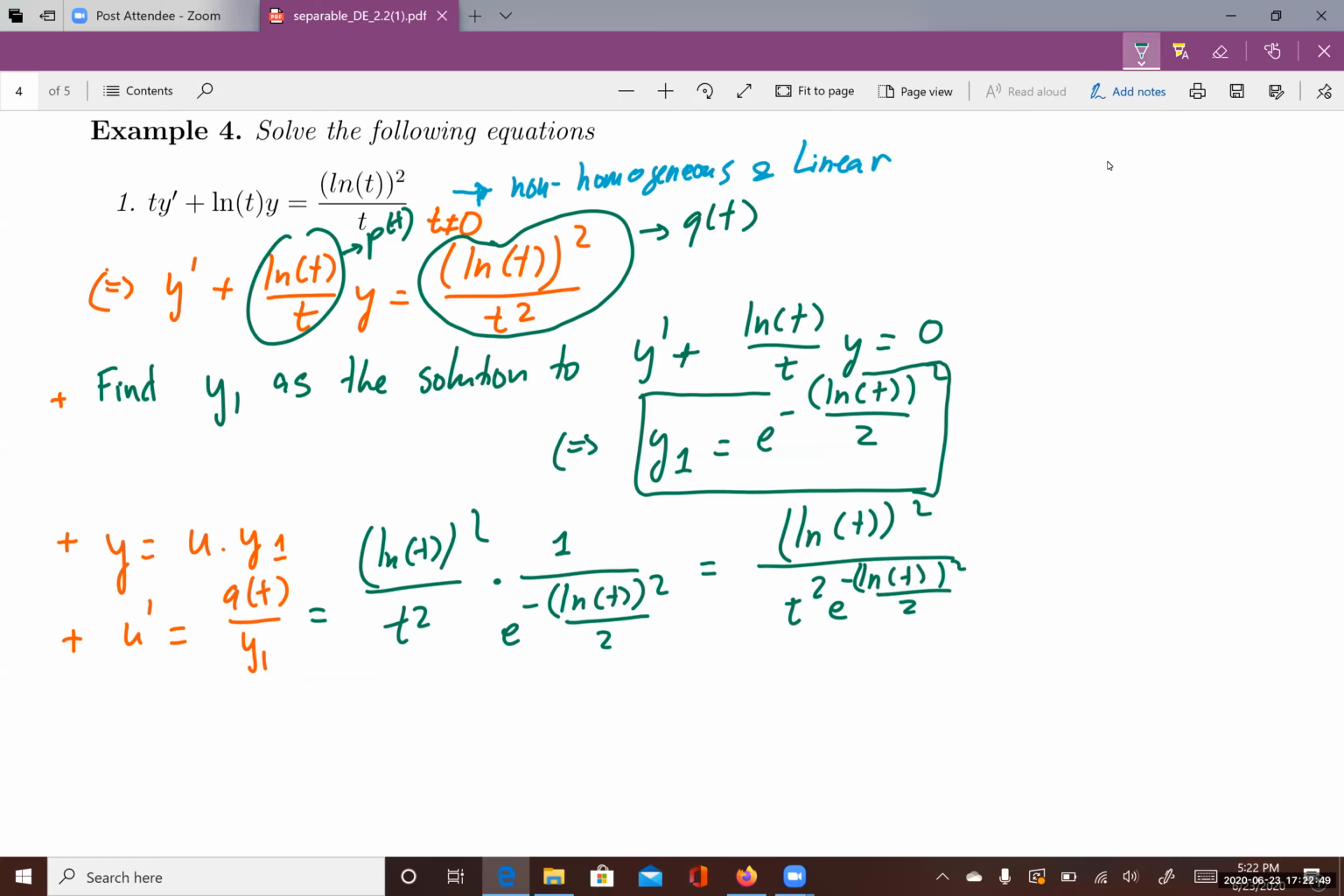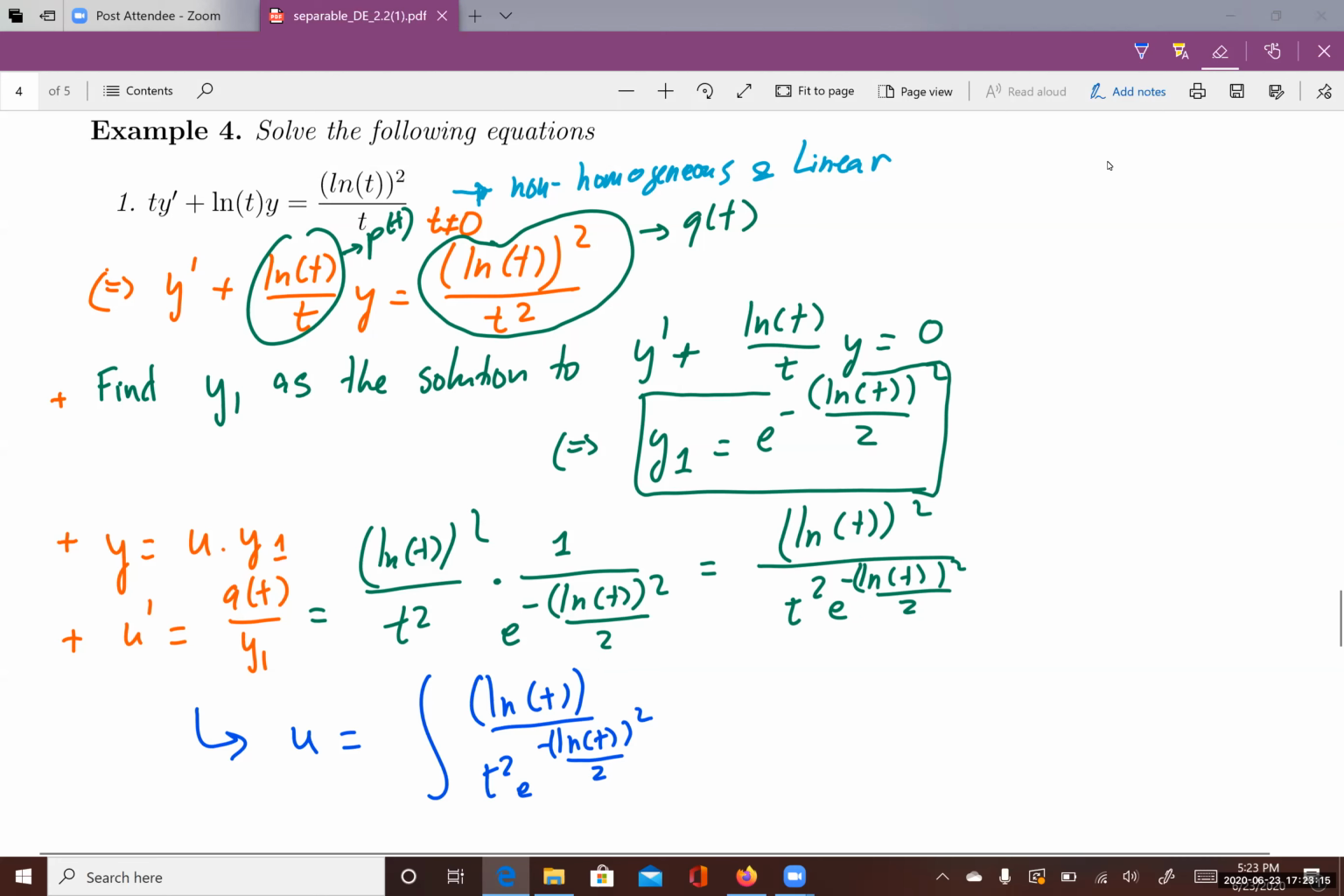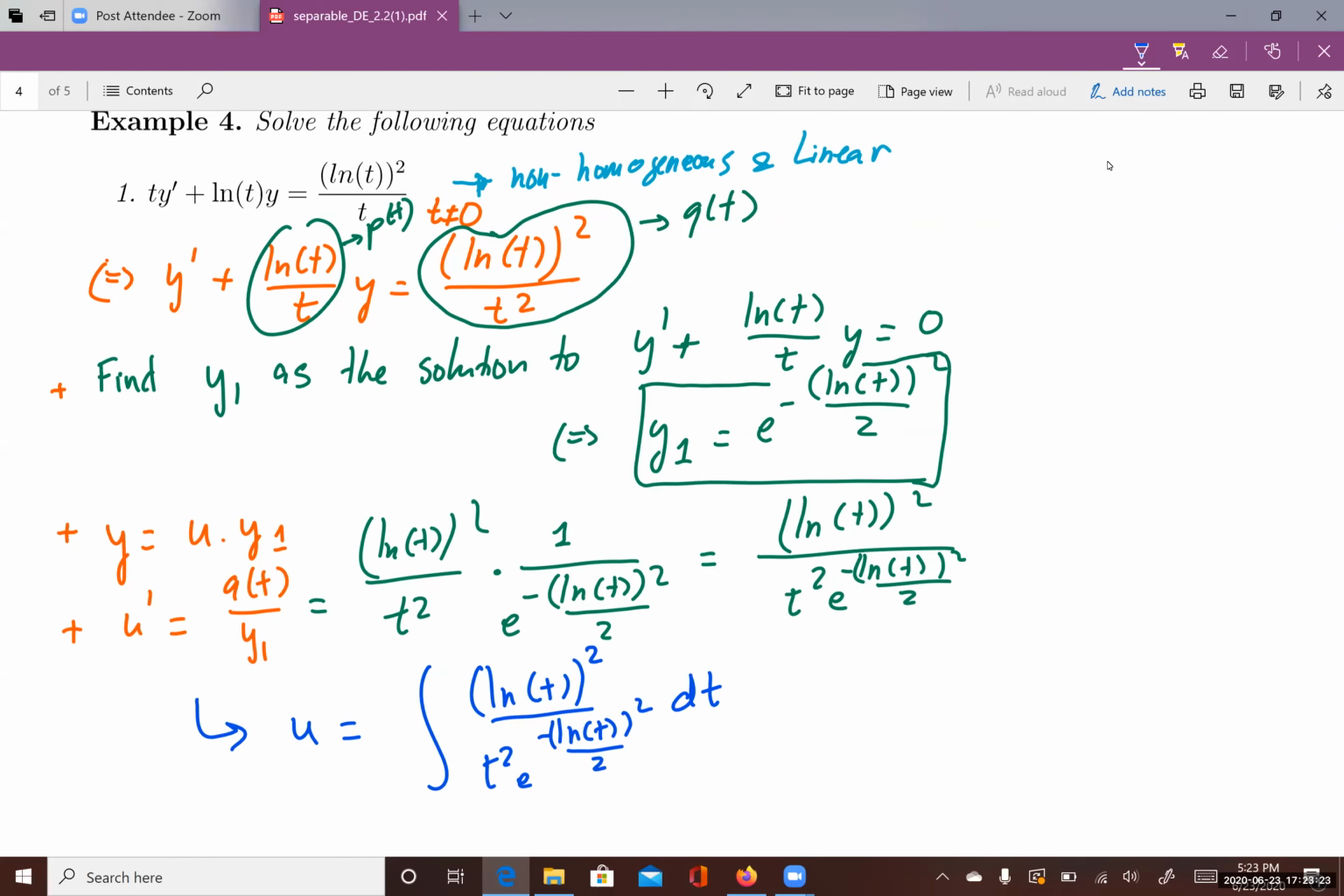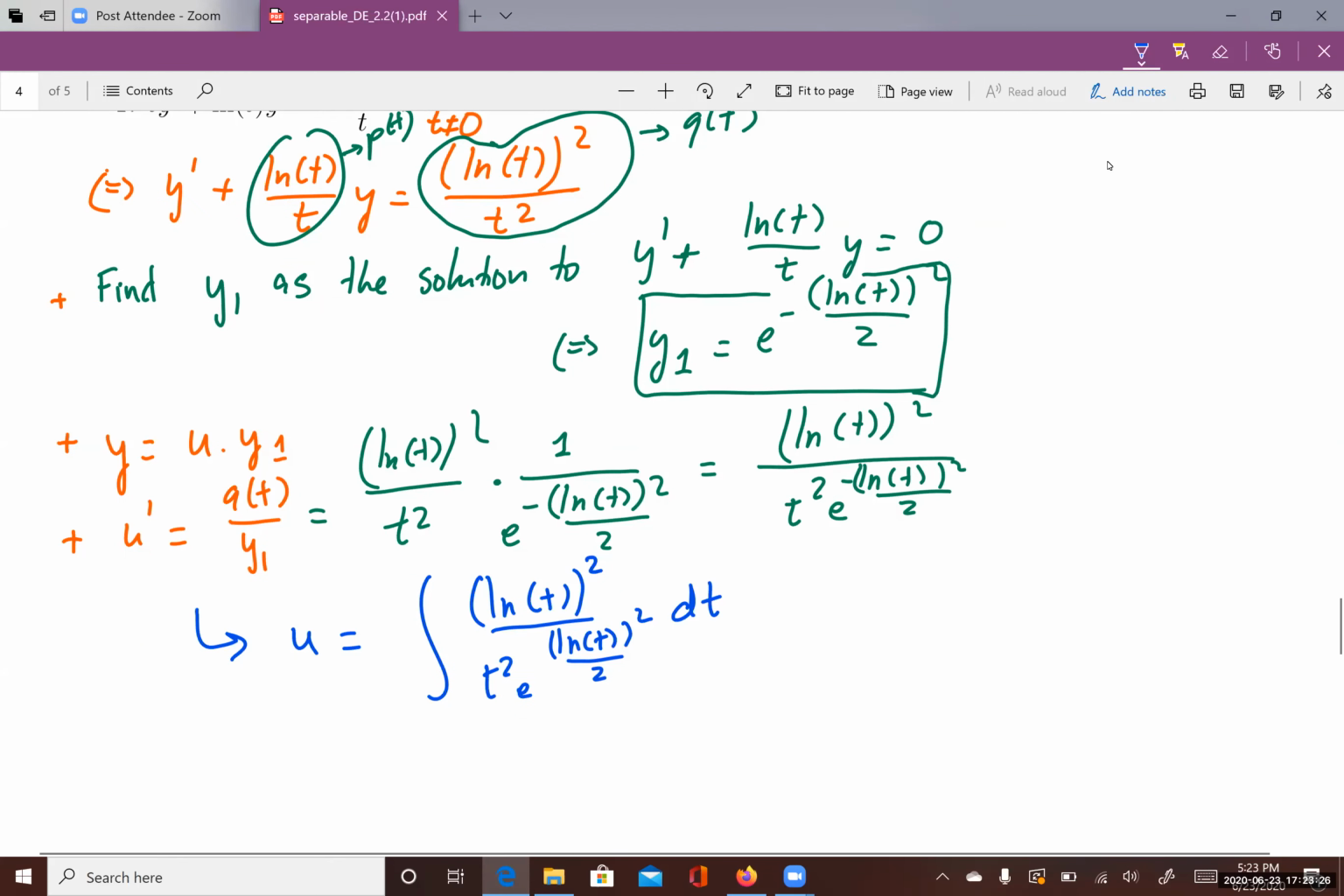Now, in order to find u, to solve for u, I just integrate both sides. So that means u equals the integral of natural log of t squared over t squared times e to the natural log of t squared over 2, this is a square, dt. Again, this is a negative multiplication here.